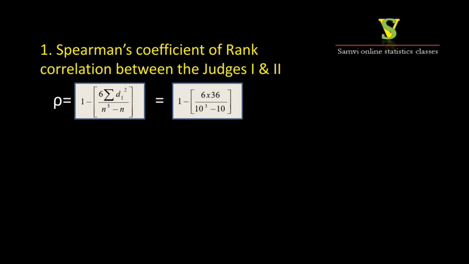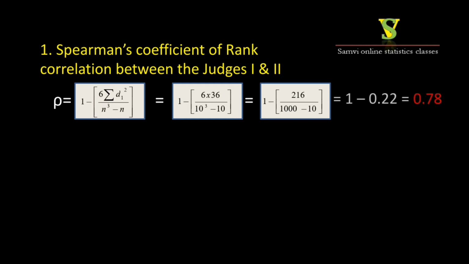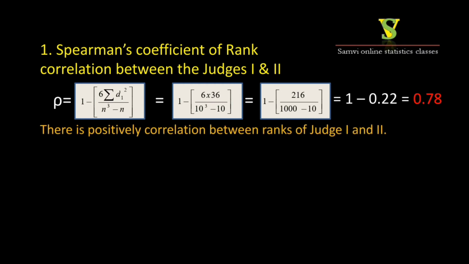1 minus 6 into 36 divided by 10 cube minus 10. Let us simplify this. We'll get like this. 1 minus 6 into 36 is 216 divided by 10 cube is 1000 minus 10. Further simplify, we'll get the result is 1 minus 0.22. If we simplify this one, we'll get here 0.78. We write the conclusion here. There is positive correlation between the ranks of judge 1 and judge 2.